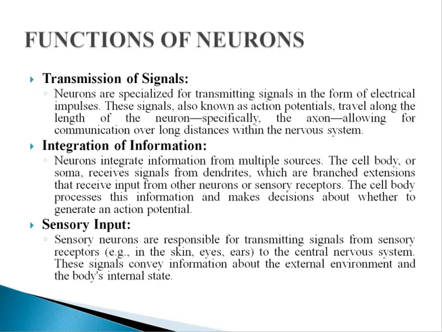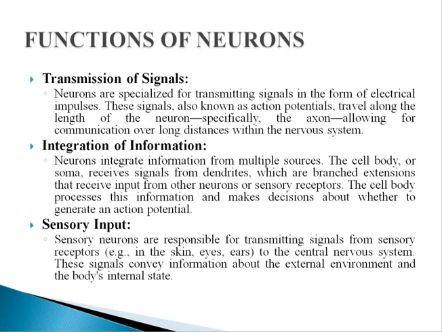The basic functions of neurons: transmission of signals. Neurons are specialized for transmission of signals in the form of electric impulses. These signals are known as action potentials, which travel along the length of the neuron, that is the axon, allowing communication over longer distances within the nervous system. The next is the integration of information. Neurons integrate information from multiple sources.